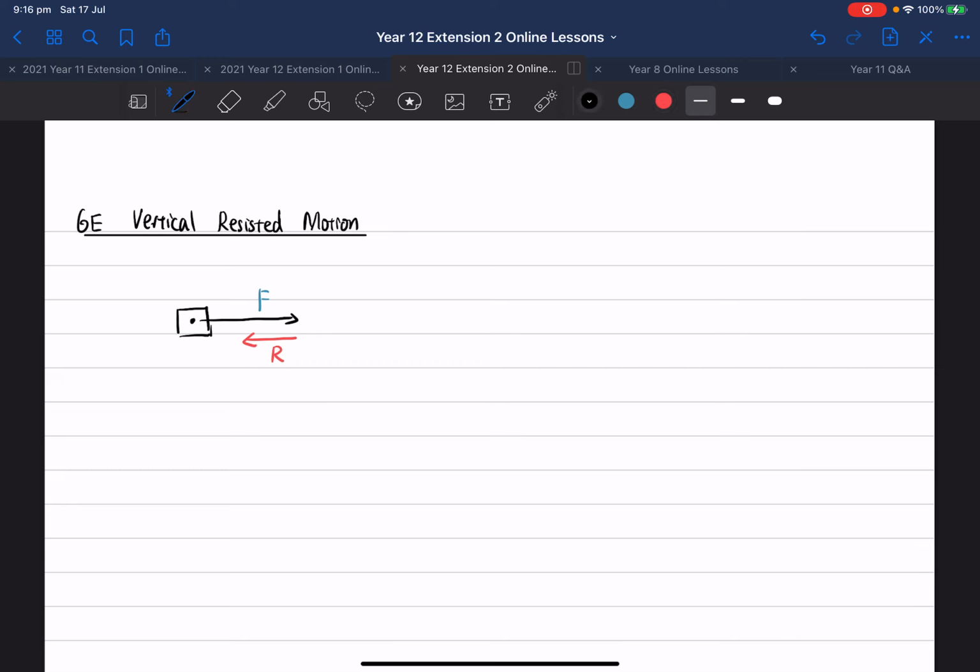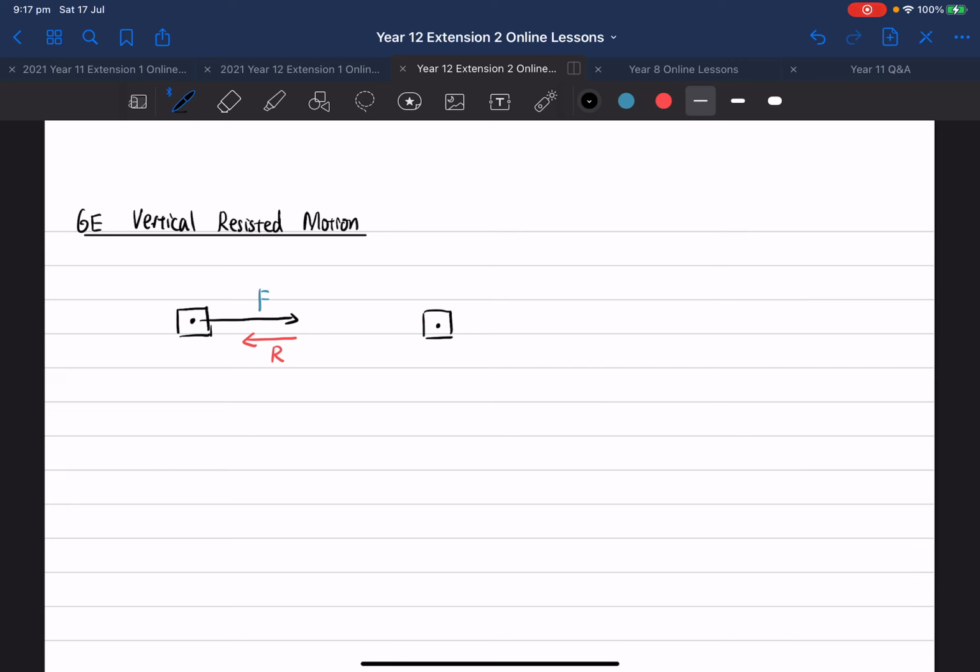Now, for the vertical resisted motion, things become slightly different. We need to break it down into two scenarios, and we'll have more than just one resistive force, because this time we need to talk about the gravitational force. So we're going to break it down into two categories. The first one is when you throw the object upwards, so we have the upward motion here.